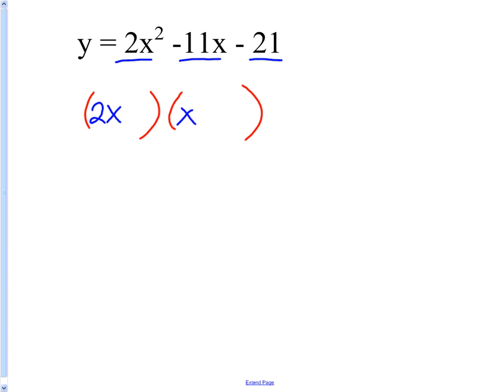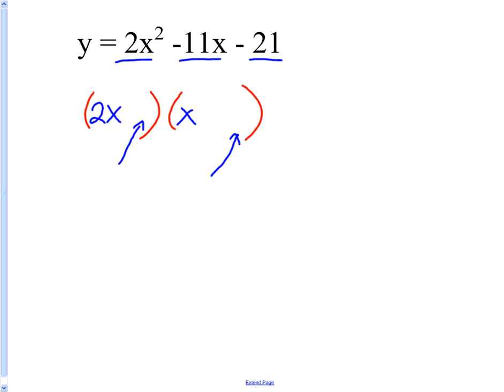x. Then I ask myself, what could go here and here that would multiply and make negative 21, but it won't add and make negative 11? So how do I multiply and make 21? Well, there's 7 times 3, or there's 21 times 1. So it's got to be 7 times 3, probably.